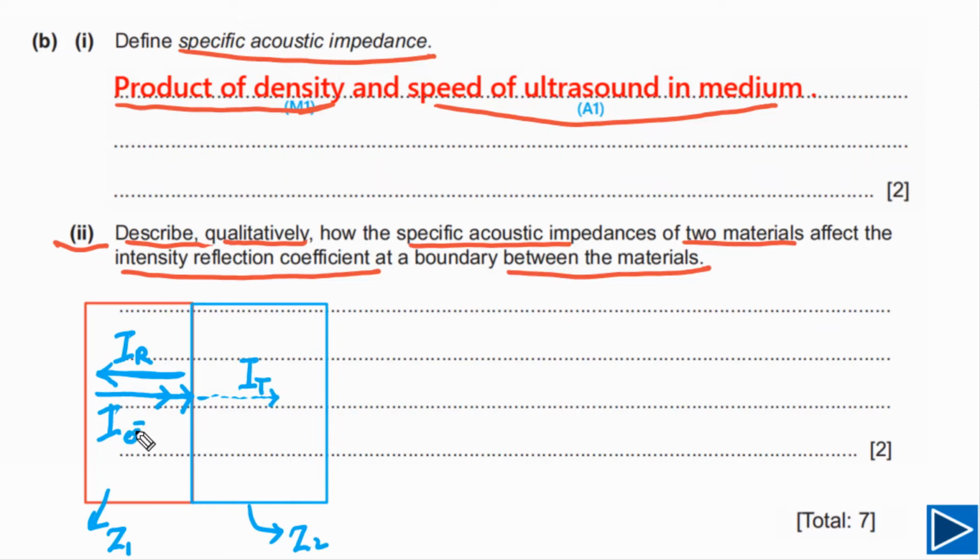Imagine this intensity is equal to 100, so simply we can say 100 watts per square meter. Intensity in watts per square meter, and this intensity, let's say this is 20. So this one has to be 80. Now if we write down intensity reflection coefficient, that will be equal to IR divided by I0. So in this case, we will write down 80 divided by 100. It means this is equal to 0.8. So the intensity reflection coefficient for these two media is equal to 0.8.